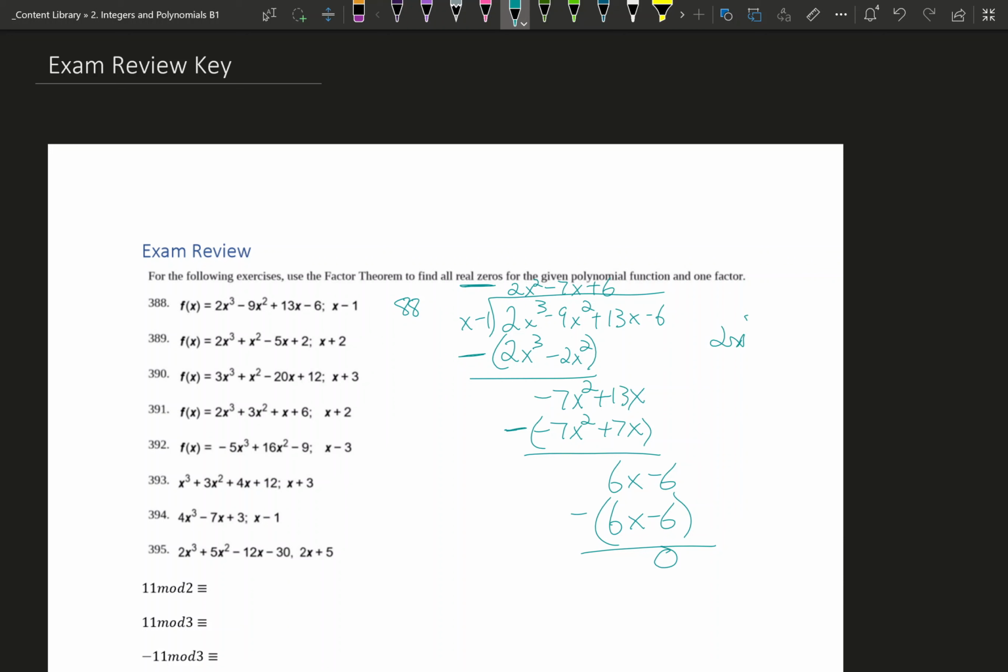So now our quotient here is 2x squared minus 7x plus 6. We need to factor this and then set those factors equal to 0 using the factor theorem in order to find the other real zeros. What we can do first is multiply 2 and 6, and we end up with 12. We look at our factor pairs of 12, and since this is a plus 6, we are looking for ones that have the same sign, so that when we add them together, the sum is negative 7. So we'll end up with 3 and 4.